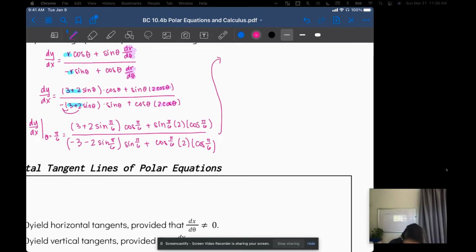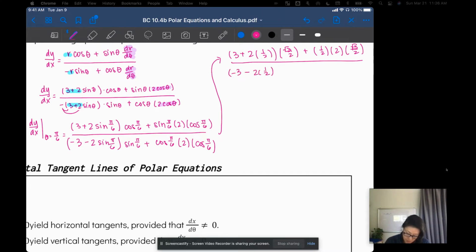So I get 3 plus 2, sine of pi over 6 is 1/2, times 1/2, times root 3 over 2, plus 1/2 times 2 times root 3 over 2, all over negative 3 minus 2 times 1/2 times 1/2, plus cosine pi over 6 is root 3 over 2, times 2, times another root 3 over 2.